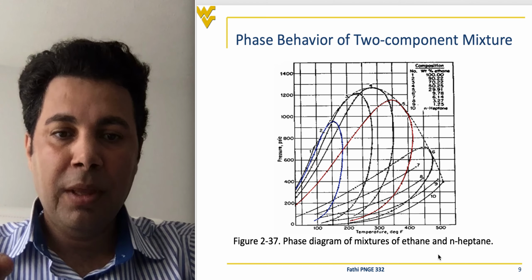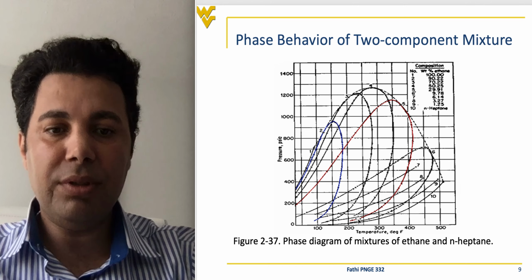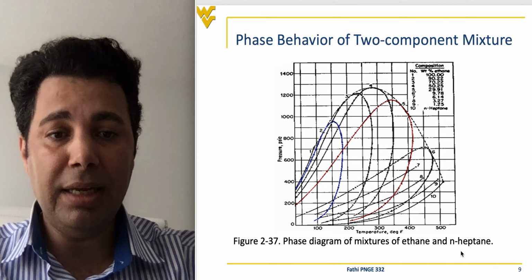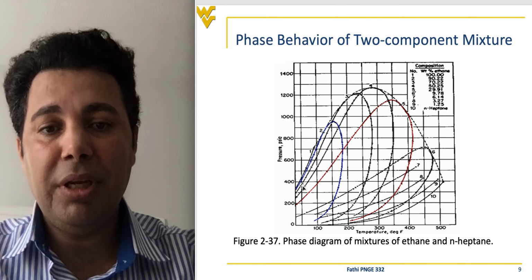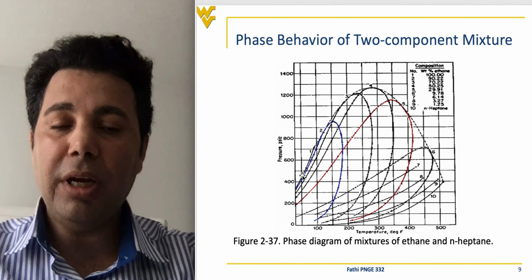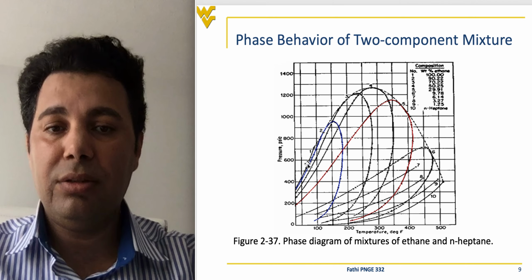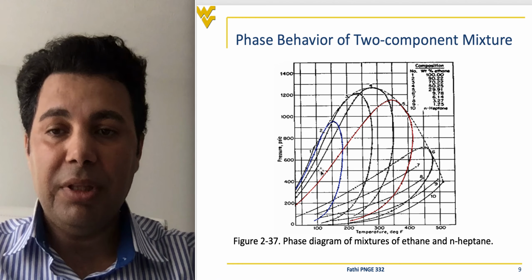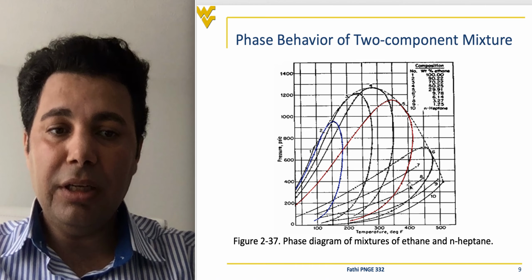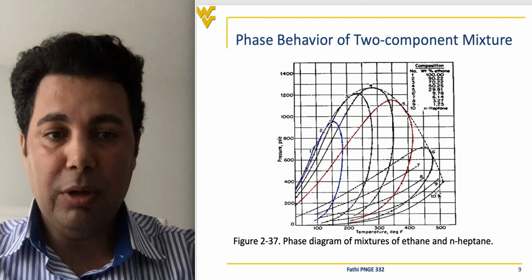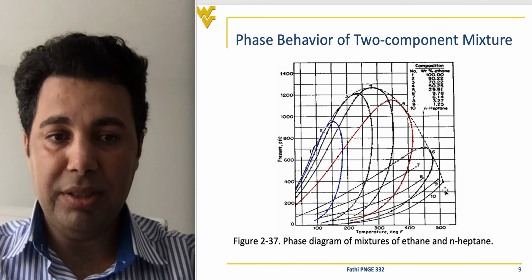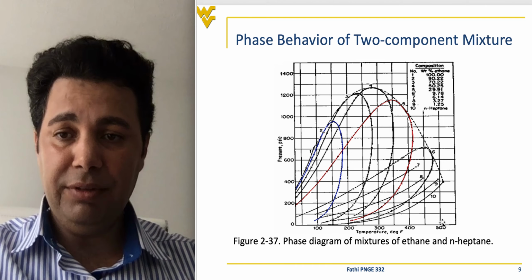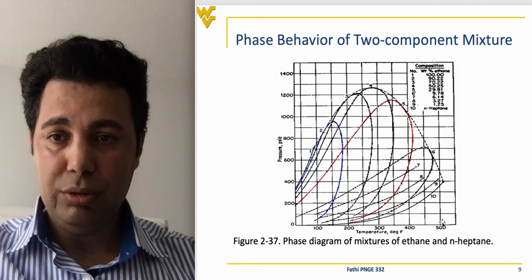behavior. Okay, so here basically what you have is a pressure versus temperature diagram of a mixture of ethane and n-heptane. Ethane is the lightest component. Remember, the lightest components are usually on the left side, so they have a much smaller range of temperature. But as the molecules become heavier, they go to the right. They cover a higher range of temperatures. Basically their critical temperature goes up. So as we have heavier and heavier molecules, the critical temperature starts going up.